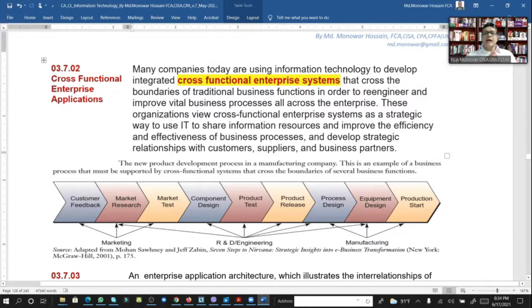Many companies today are using information technology to develop integrated cross-functional enterprise systems that cross the boundaries of the traditional business functions in order to re-engineer and improve the vital business processes all across the enterprise or within the organization. These organizations view cross-functional enterprise systems as a strategic way to use information technology to share information resources and improve the efficiency and effectiveness of business processes, and develop a strategic relationship with customers, suppliers, stakeholders, and business partners.